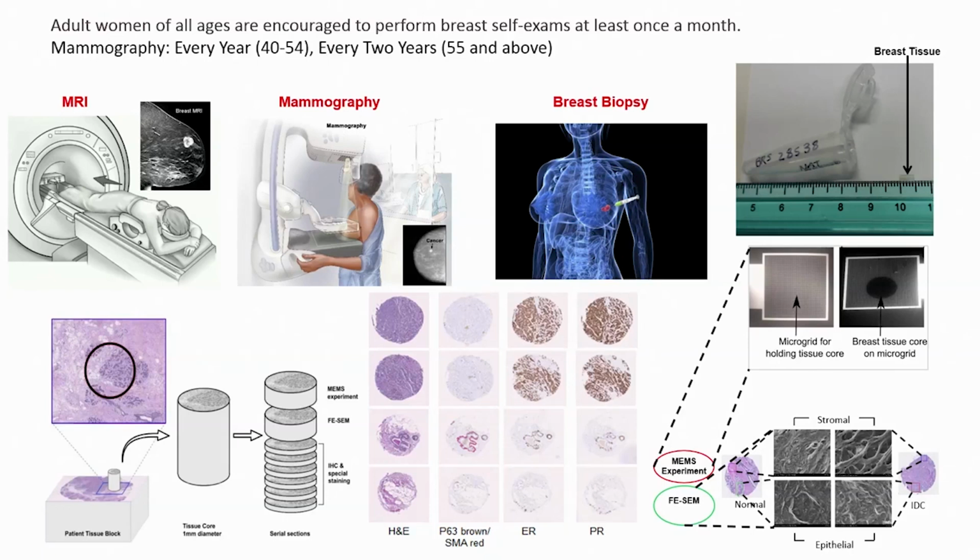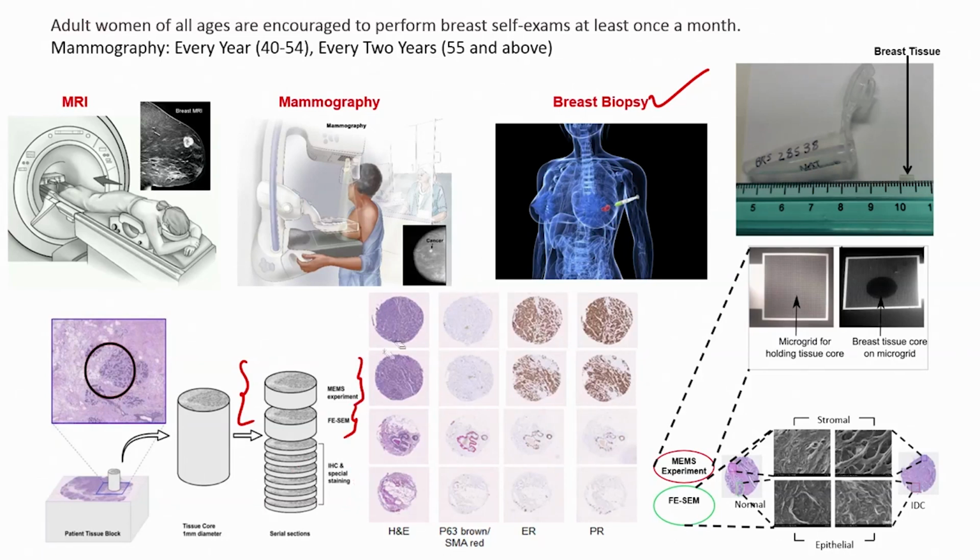The first thing that we will learn in this topic is, can we understand the stiffness of tissue? When the tissue is taken out from the biopsy, it is sliced into several parts. You can see here, this is for immunohistochemistry and spatial staining, this is for SEM analysis, and this we can use for our experiment, which is our MEMS experiment.